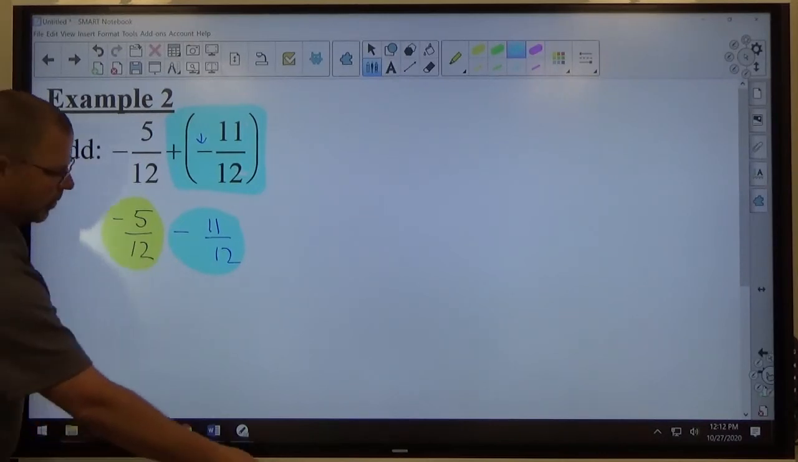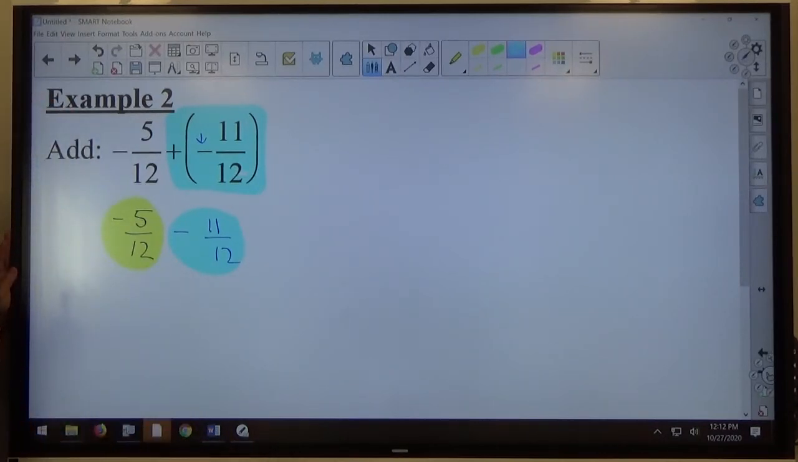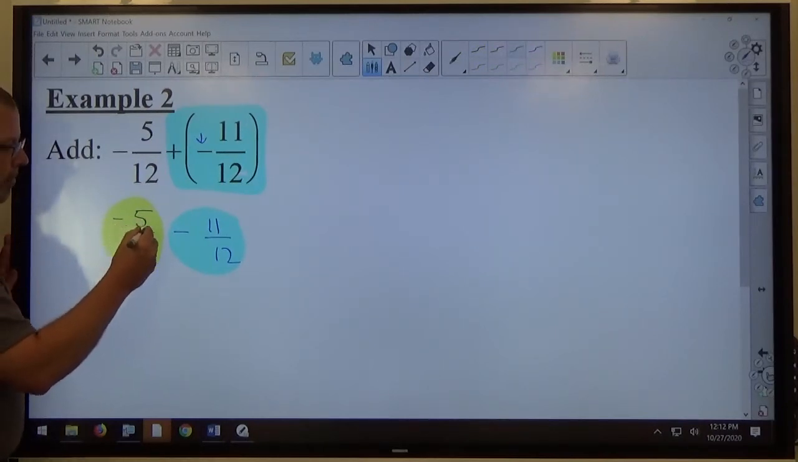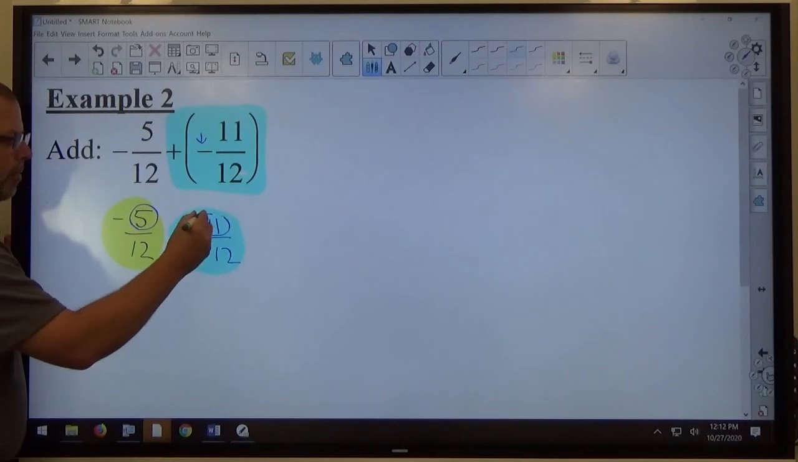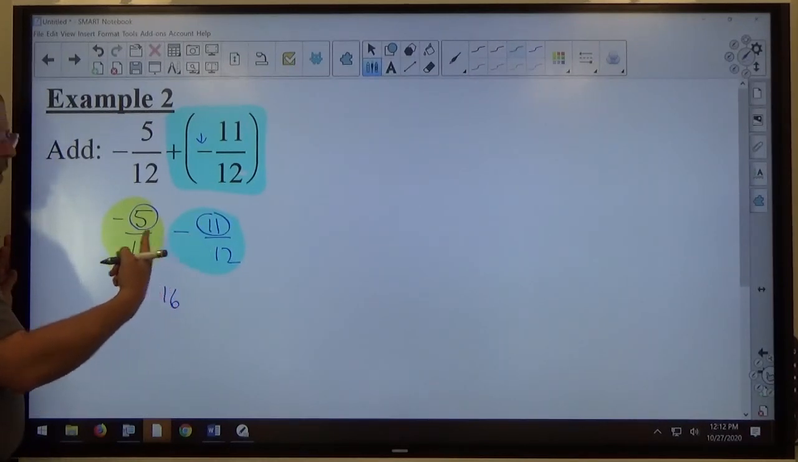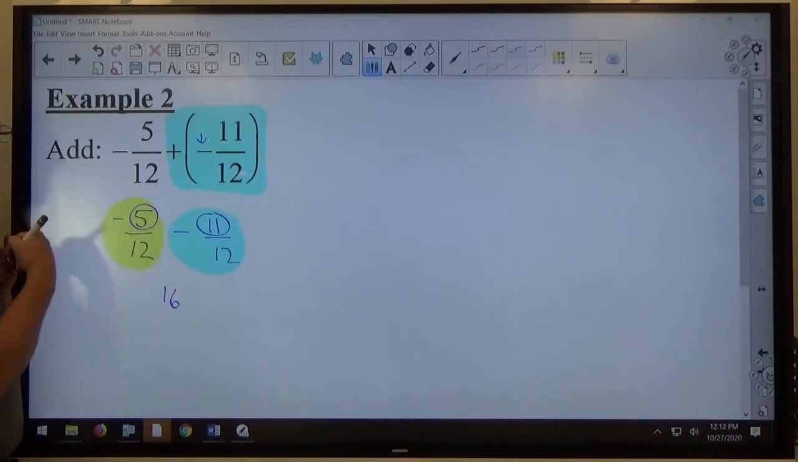How do we look at the signs here? Are they the same or different? Same. Since they're the same sign, I'm going to add. So 5 plus 11 makes 16. Again, notice the minus sign does not mean subtract. They're both minus, so I'm adding because the signs match.